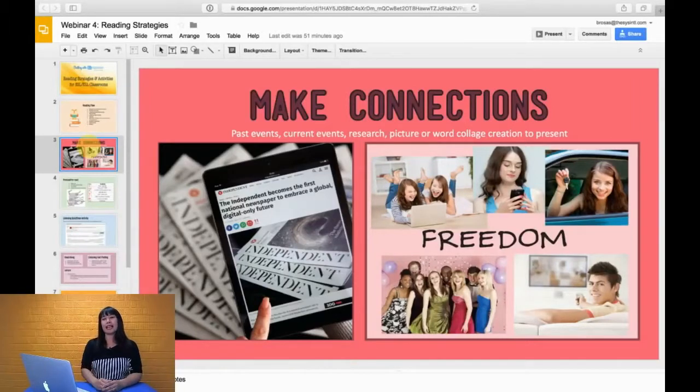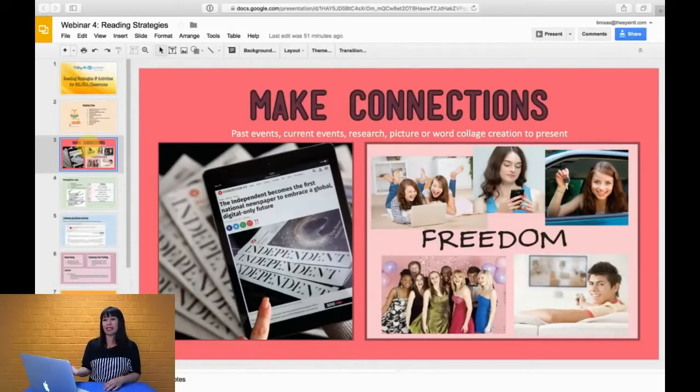The second example that we have is a word collage or a picture collage, as you can see here. So with the idea of freedom, students may be learning the Statue of Liberty. The reading is about the landmark, the Statue of Liberty. But the idea or central theme is about freedom. So here students may be asked to collect pictures of things that represent freedom to them.